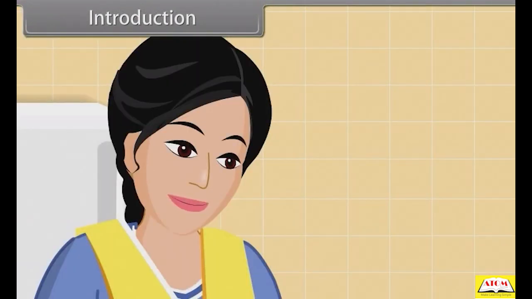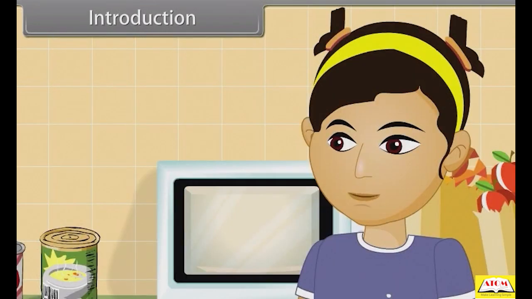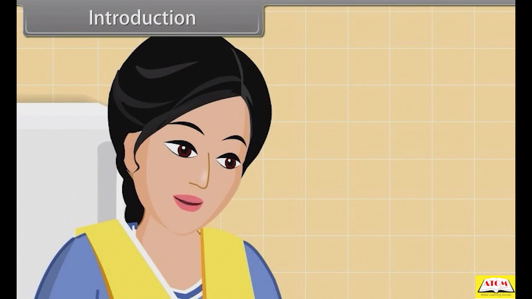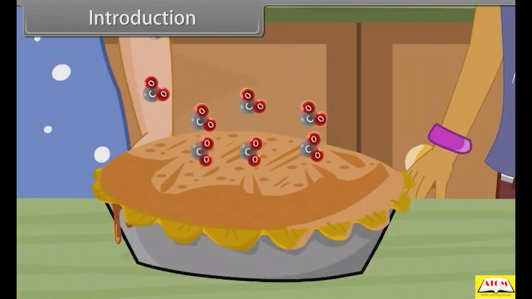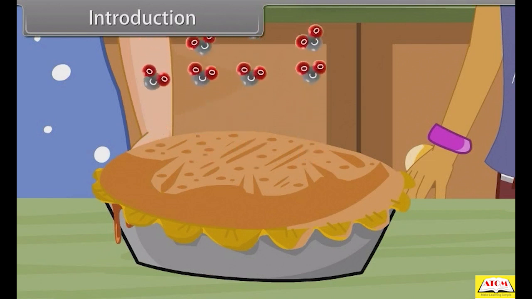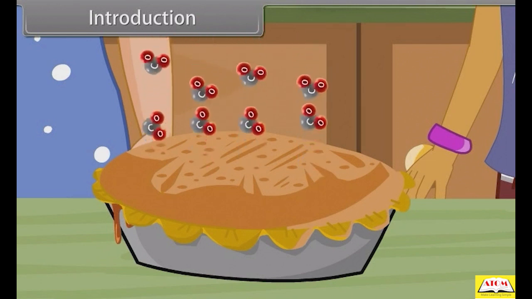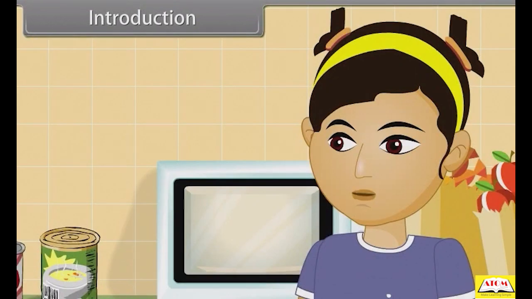Okay, I'll tell you. You know we add baking soda in the mixture? Yeah, then? When baking soda is heated, it produces carbon dioxide gas. The bubbles in cake are due to escape of carbon dioxide gas. It makes the cake light and fluffy. Okay, Mom, I got the answer to my question.